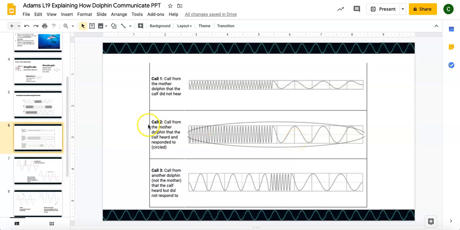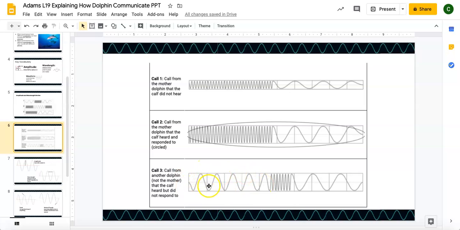Let's think about the difference between call 2 and call 3. The calf heard both of these calls at the same time. However, he didn't respond to this one. He knew better. He knew that wasn't his mother. So we got to figure out, well, why? How did he know the difference? And this is how. Don't forget that we talked about this being a loud, high-pitched to low-pitched sound. Here, this is the complete opposite.